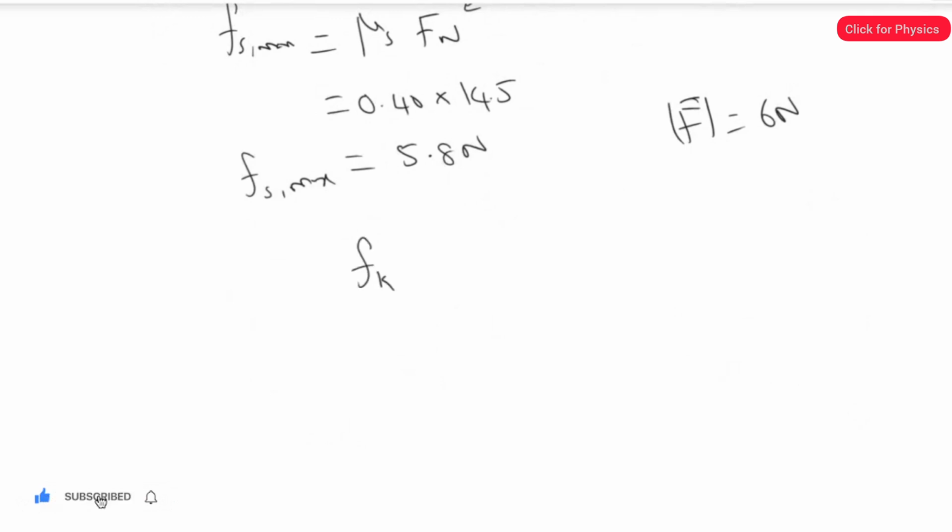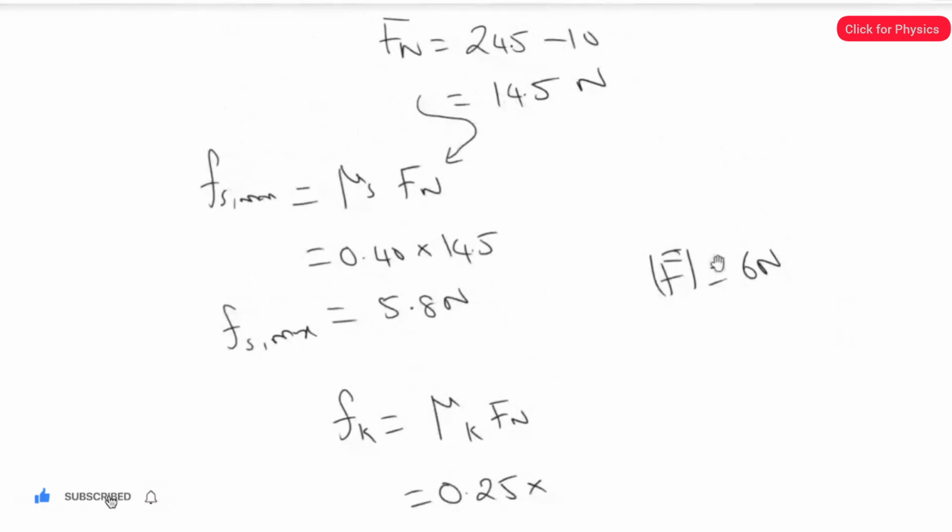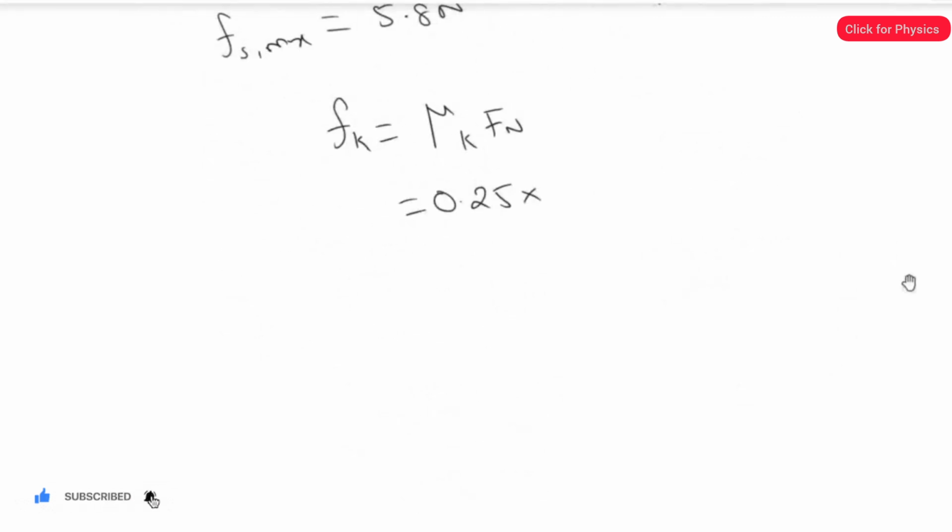As we already studied, the kinetic frictional force is given by the rule mu k multiplied by Fn. So our mu k value is 0.25 multiplied by our Fn force. So we have to go back for this. Our Fn value is 14.5. So I have to substitute that value here. So 14.5. Here I got the answer as 3.63.